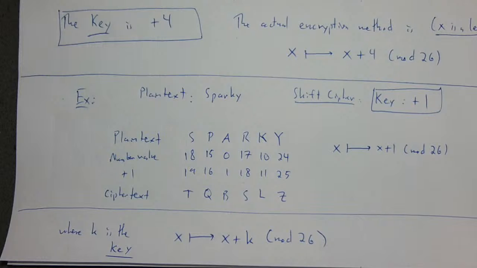All right. And so Sparky in plain text becomes TQBSLZ, right? And of course, to decrypt, what would I do? I would just read this backwards, right? So I would start with TQBSLZ, and I would shift to the left 1. That is, I would subtract 1 mod 26. So 19 becomes 18, 16 becomes 15, 1 becomes 0, 18 becomes 17, 11 becomes 10, 25 becomes 24, and I've shifted back to my original word.